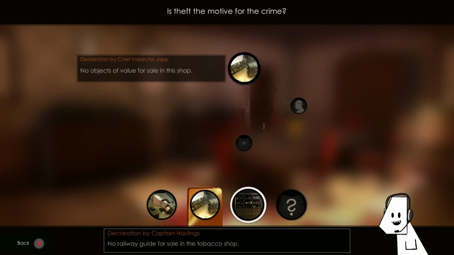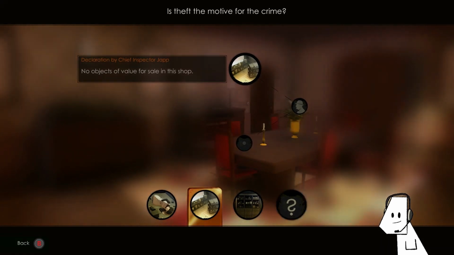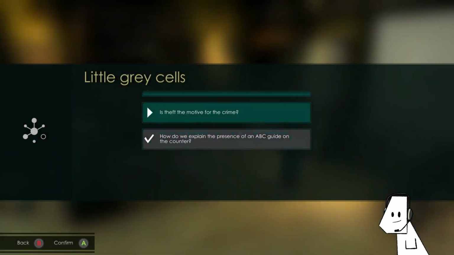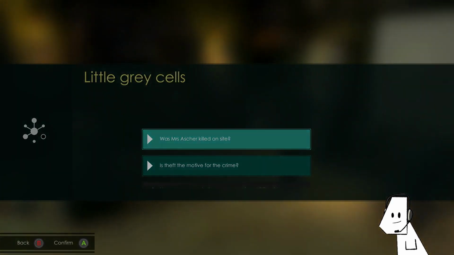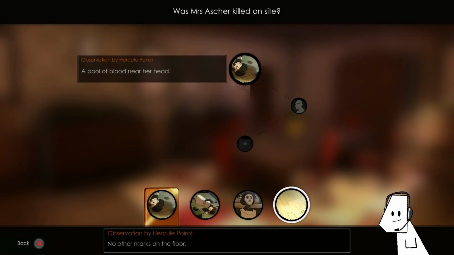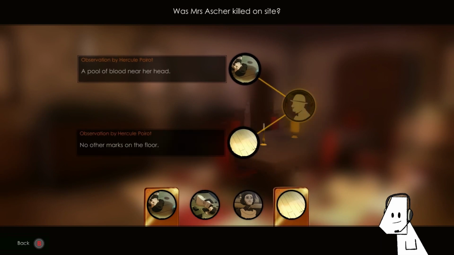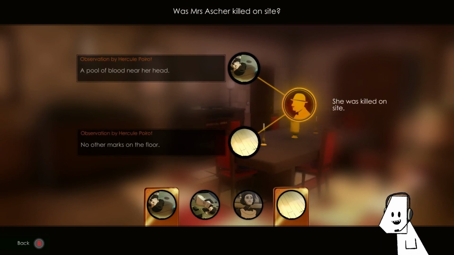I'm pretty sure no objects of value in the shop is the only thing here. We just need that last clue. And then, was she killed on site? No other marks on the floor. I suppose we could... She was killed on site?